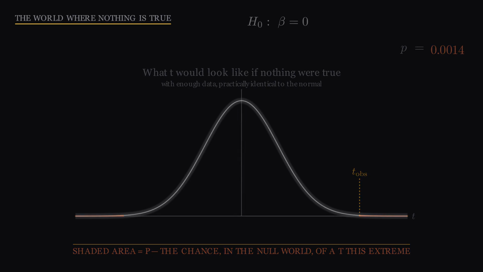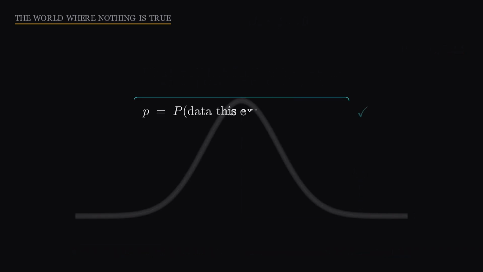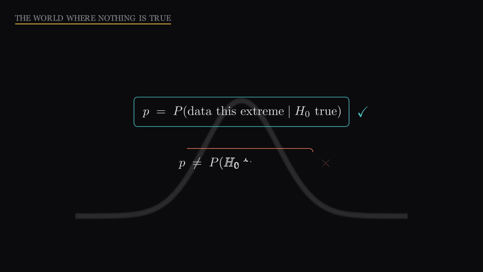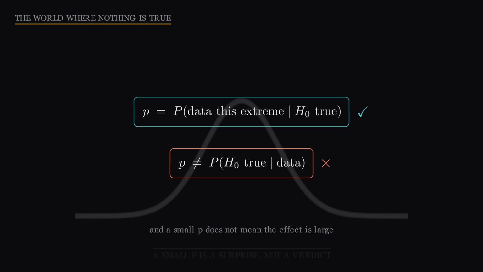But we have to be careful about what the number is. The p-value is the probability of the data assuming the null is true. It is not the probability that the null is true given the data. So a small p-value does not mean the effect is large. It means our data would be surprising in a world where nothing was going on.